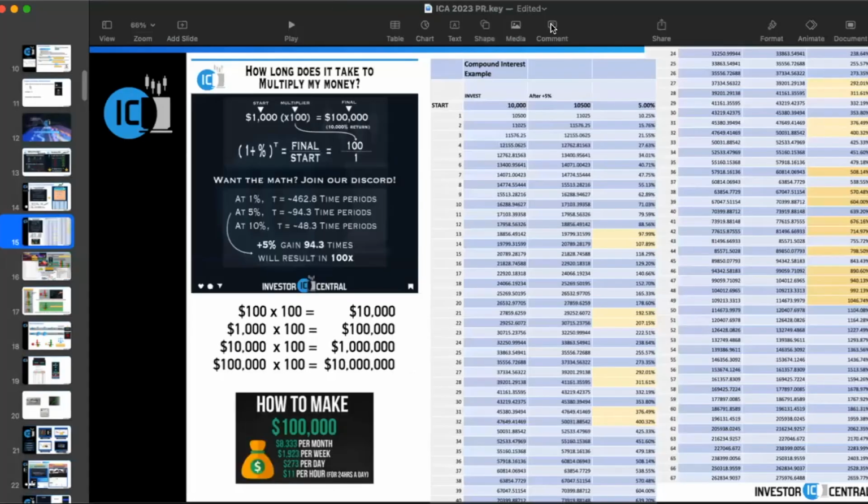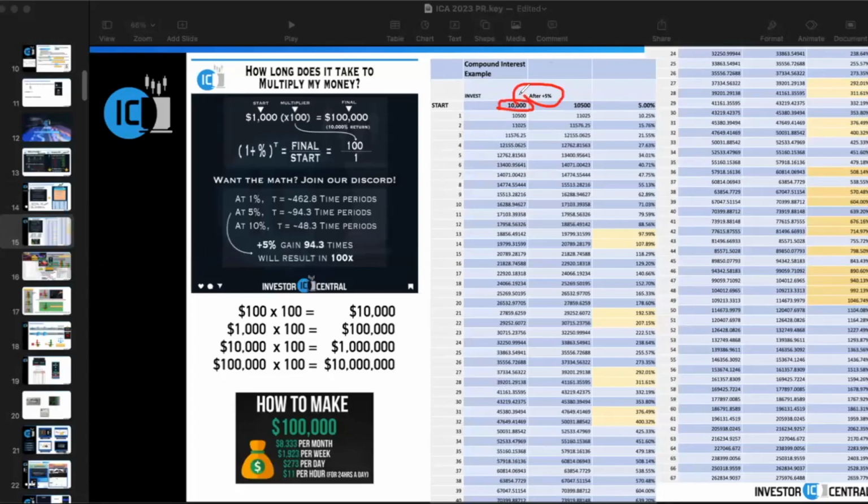Here's an example too. Right here, we're just going to say 5% gain. You start with 10K here. You could take off zeros, so like $1,000 as well, right? Or $100 even. After 5%, right? It continues to go up. It takes 13 to 14 times for you to double your money to get 100% return.